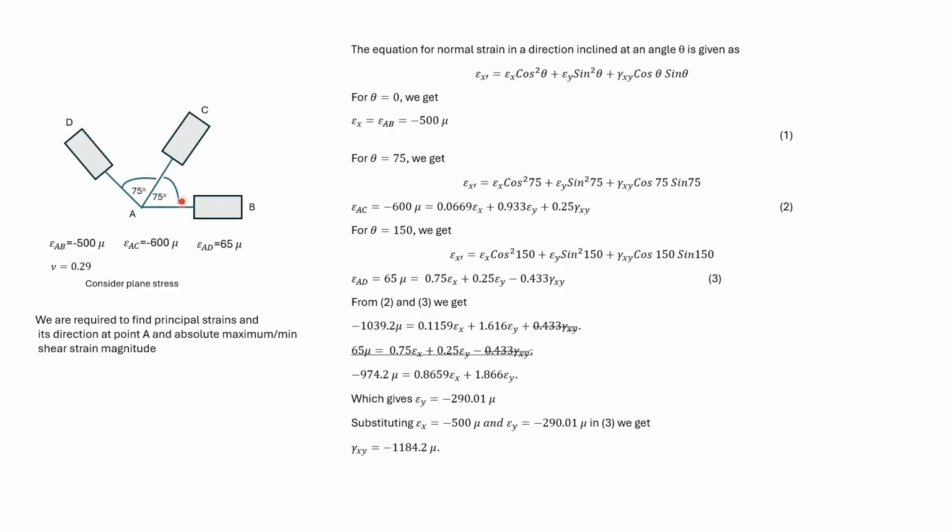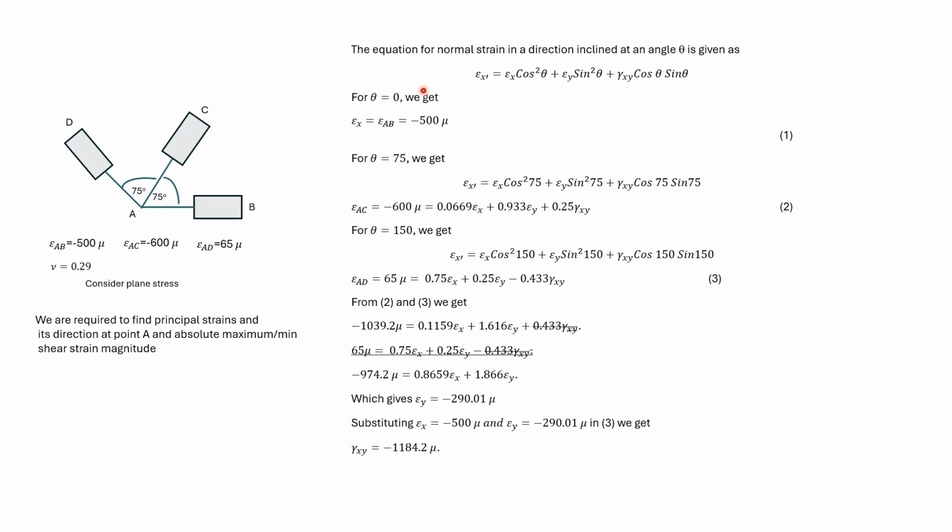Here we have a strain rosette with the strain gauges at 75 degrees to each other. We are given epsilon AB, epsilon AC, and epsilon AD. Nu is 0.29 and we consider plane stress. We are required to find out the direction and magnitude of the principal strains and the magnitude of the absolute maximum and minimum shear strain. Let us consider AB as the x direction.